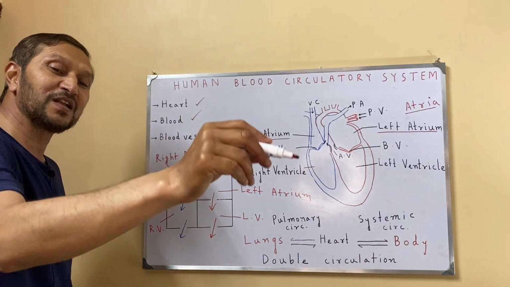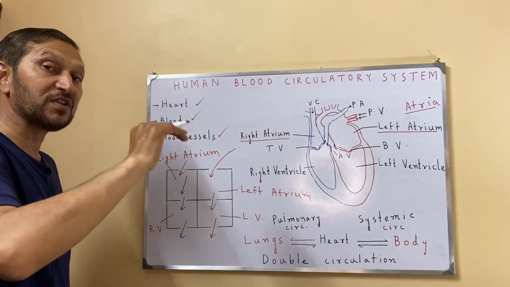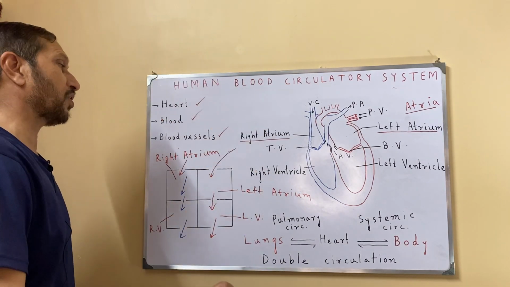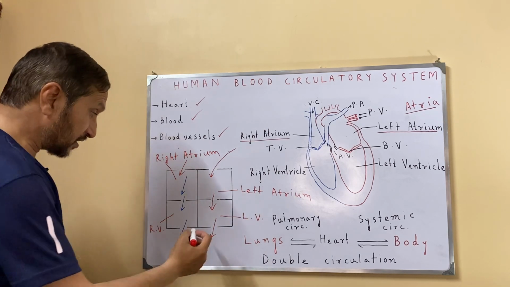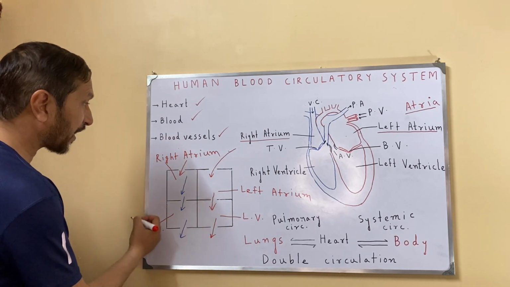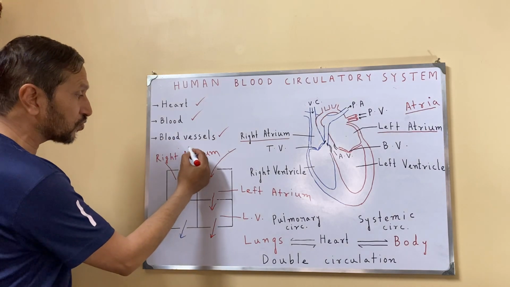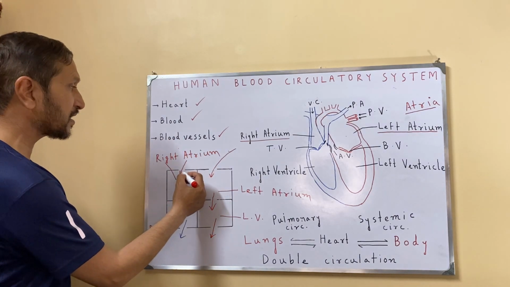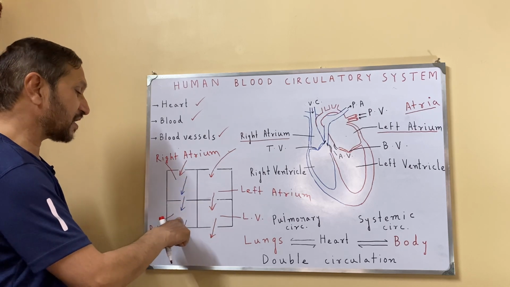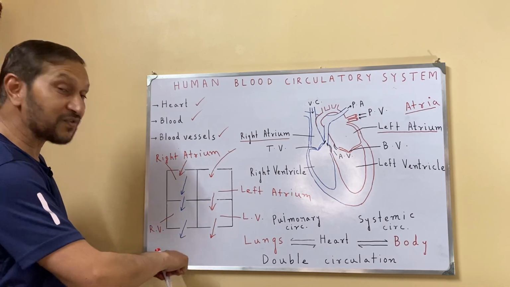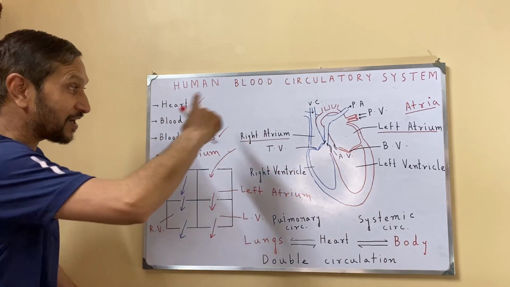Now the oxygenated blood will be supplied to all parts of the body, and then the blood will start getting deoxygenated. This deoxygenated blood will be collected from all of the body through a system of veins, and it will enter into the right atrium, and then it will be sent to the right ventricle, and then it will be sent to the lungs for oxygenation, and the process repeats.